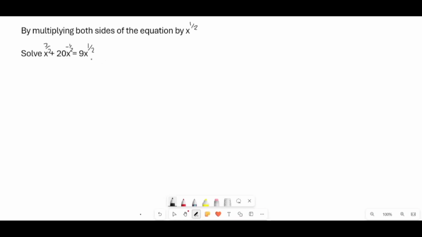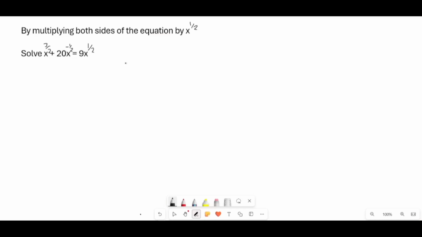Hey guys, today I'm going to be showing you what they call hidden quadratics, so how to solve them by multiplying both sides of the equations by x to the power of a half. You have to excuse the sloppy writing because there wasn't any text version of this. Anyway, take x to the power of 3 over 2 plus 20x to the power of minus half equals 9x to the power of half.